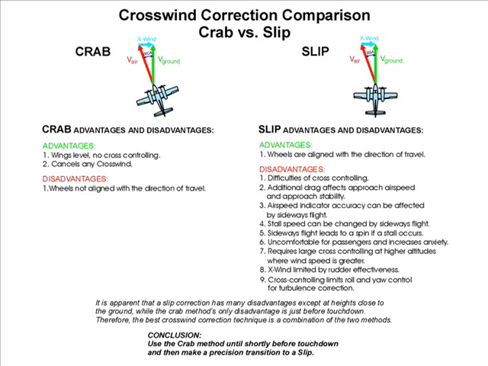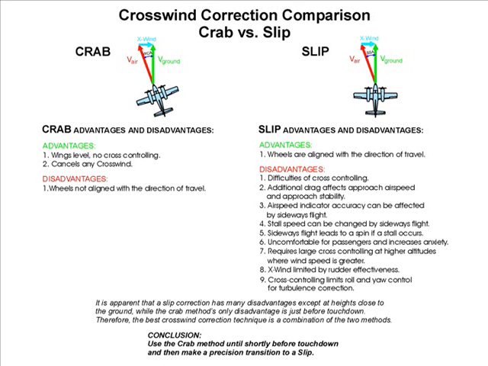The crab method has only one disadvantage. The wheels are not aligned with the direction of travel. Its advantage is that a crab is a normal flight maneuver that does not involve cross-controlling. Another advantage is that it can cancel any crosswind.